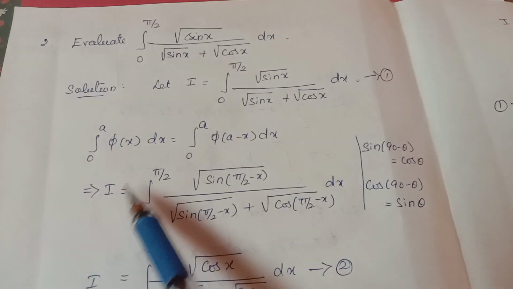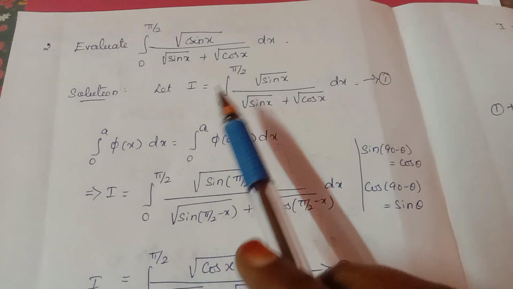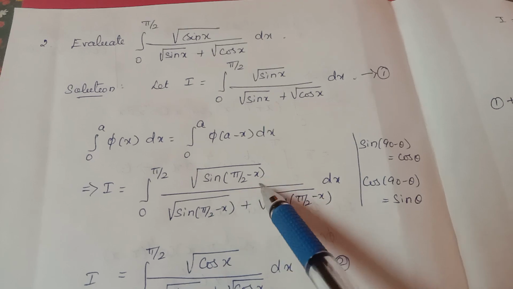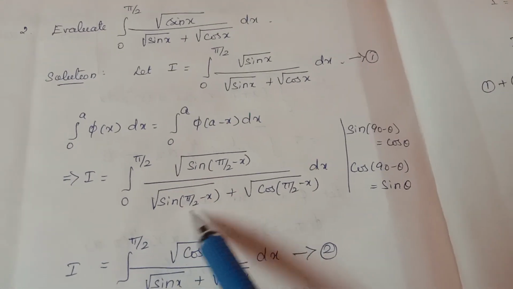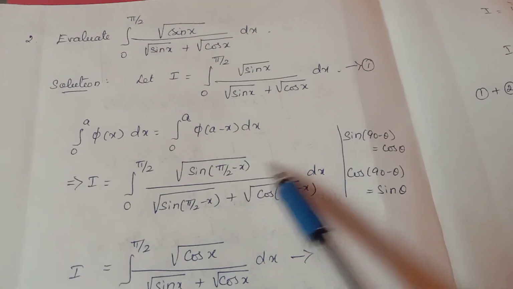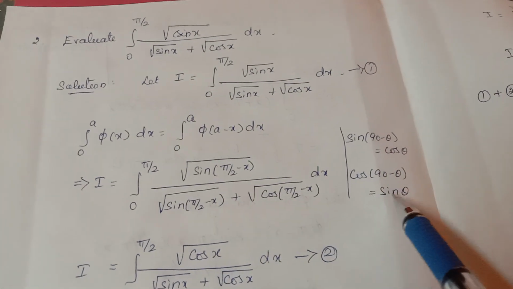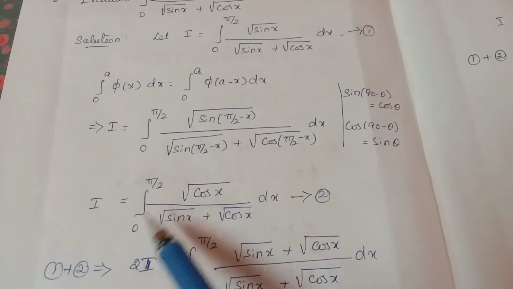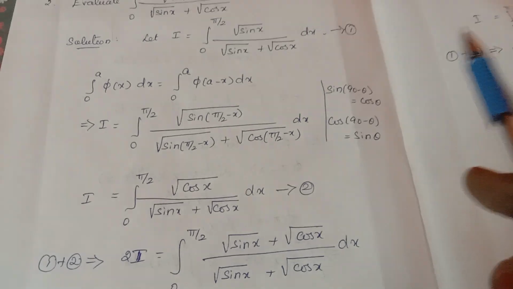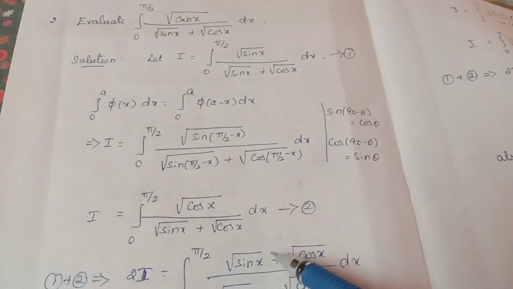Pi by 2. So after applying this property, this will become I equal to integral 0 to pi by 2 of square root of sin of pi by 2 minus x by square root of sin of pi by 2 minus x plus cos of pi by 2 minus x. This is sin 90 minus theta is cos theta and cos 90 minus theta is sin theta. Okay, so this will become integral 0 to pi by 2 of root cos x by root sin x plus root cos x dx.